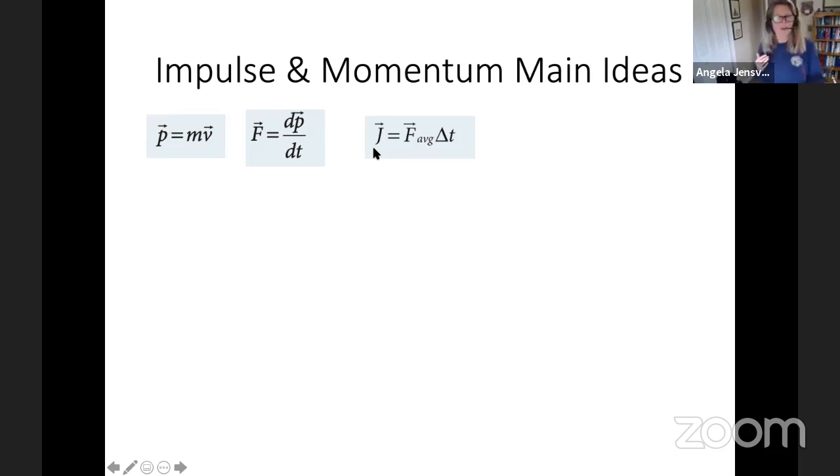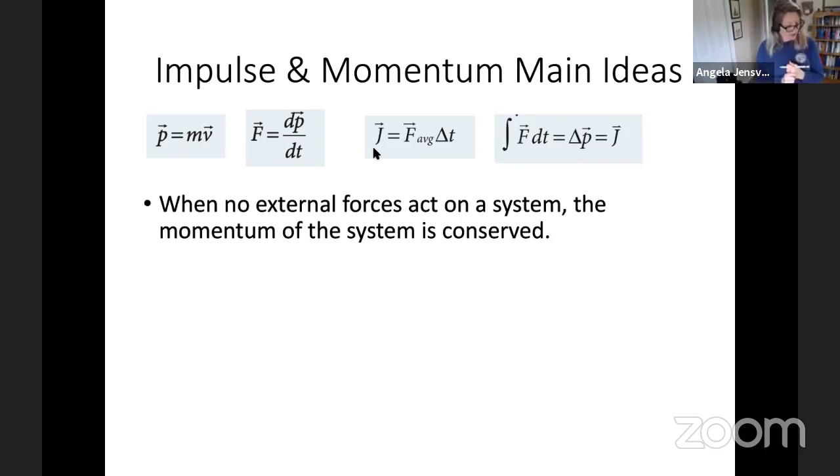And then we have impulse, which, if you have a constant force, would be force times time, or you could use an average force times time. But if it's a variable force, a very complicated force, then you would want to integrate the force versus time to get the impulse.